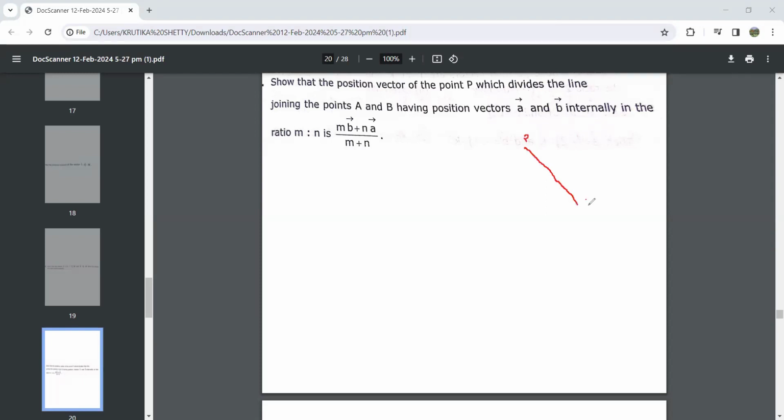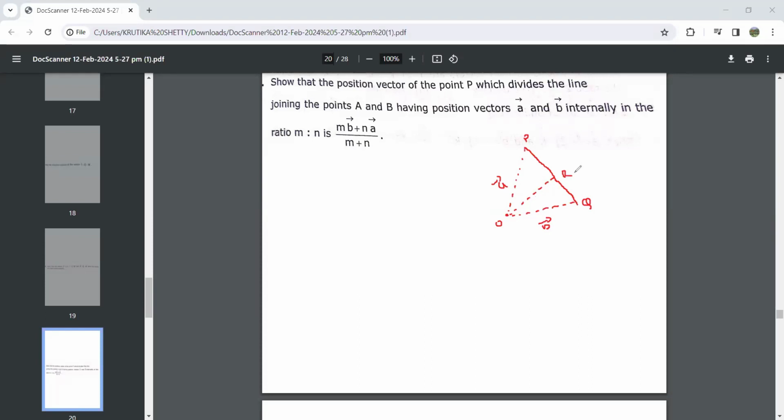These are the 2 points. And then we need to consider the origin. From O you need to join P, and then you need to join Q. This way, this will be the position vector a, and this will be the position vector b, and then one more point we need to consider, that is R.